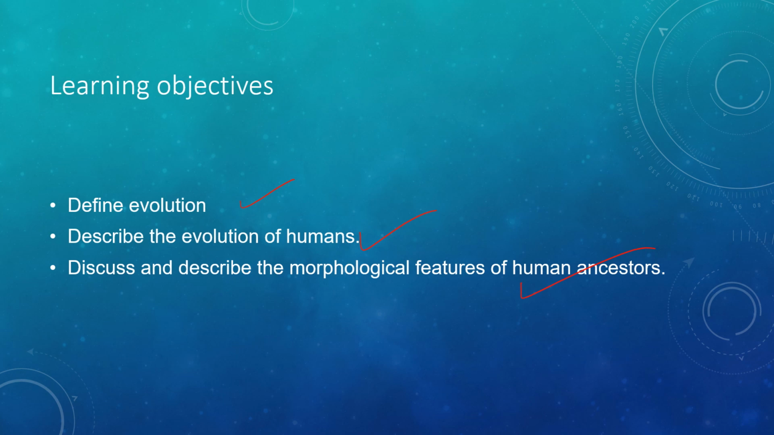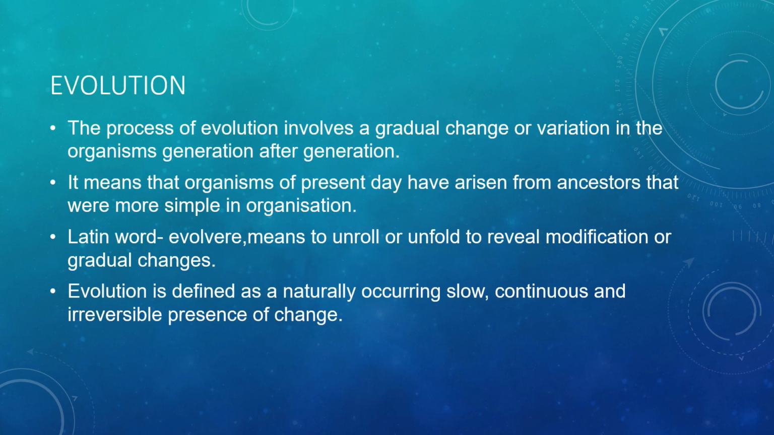Now let us start with today's episode. Now, what is the process of evolution? First, we should know what the term evolution means. The process of evolution involves a gradual change or variation of organisms generation after generation. So there is a gradual change in our physical features and our structural organization, generation after generation, and that is called evolution.